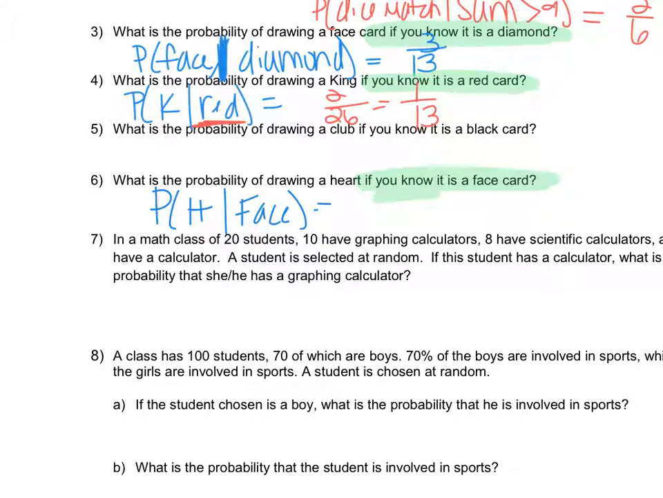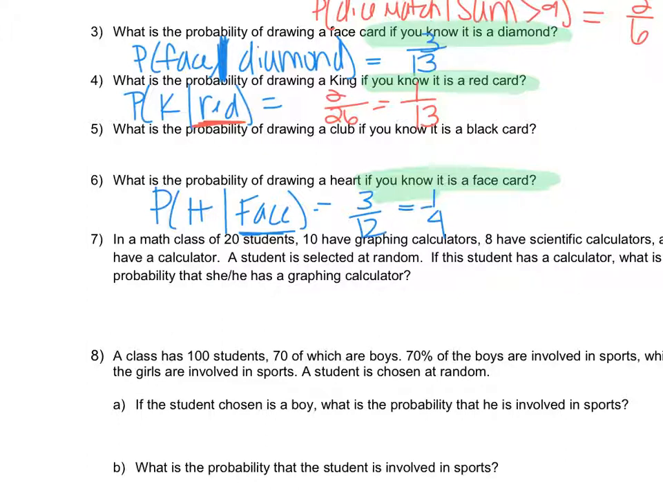Well, once again, the given allows us to cut the list down. So how many total face cards are there? There's 12. Out of those 12 face cards, how many are hearts? 3. Jack, Queen, and King.